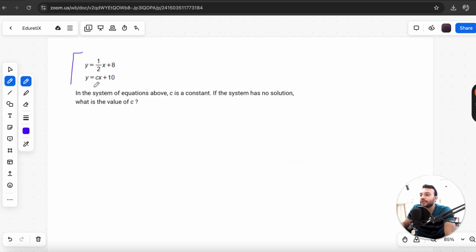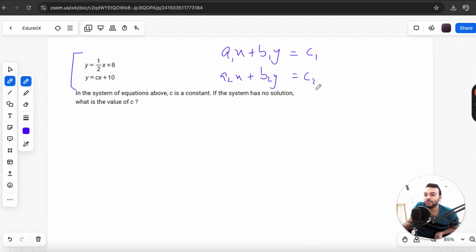Okay, so you're given two equations, y is equal to half x plus 8, y is equal to cx plus 10. In the system of equations above, c is a constant. If the system has no solution, what is the value of c? Okay, so basically for any system of equations there are certain conditions. The conditions are written in terms of a1x plus b1y is equal to c1, and a2x plus b2y is equal to c2. So if you're able to remember the conditions, you can solve directly, manually.